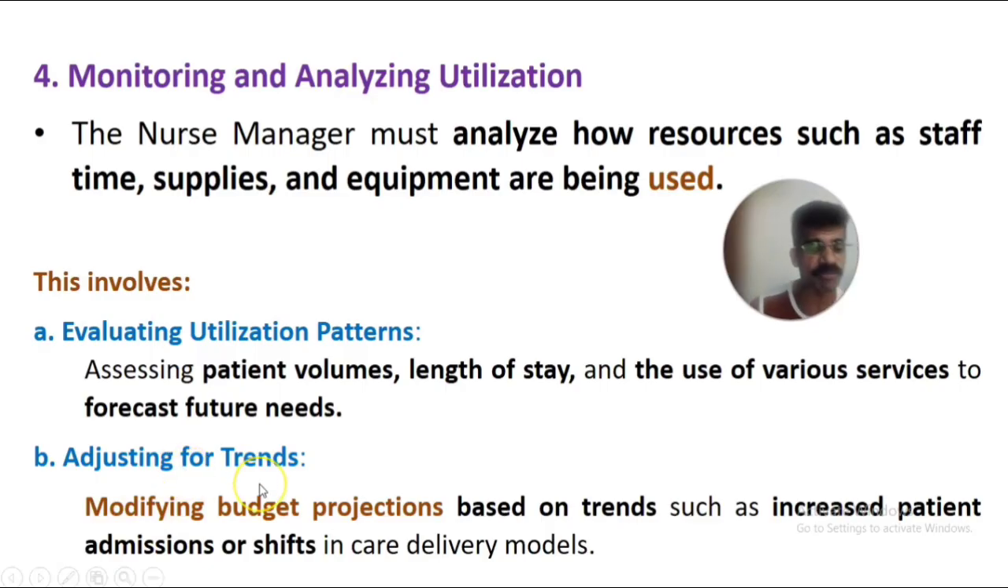Second one is adjusting for trends. So modifying the budget projection or proposal based on the trends. Trends are the fluctuation or change. So patient demand and patient services will be changing in the different months of the year based on the trends. That has to be understood, then the budget has to be modified. So modifying budget projections based on trends, such as an increase in patient admissions or shift.